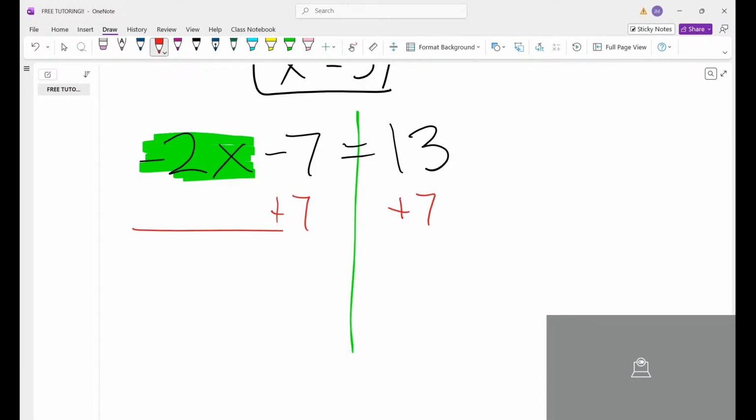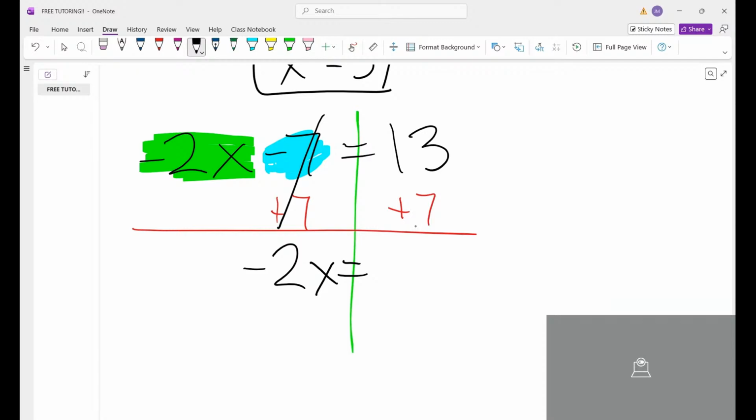And again, why are we doing plus 7? Because this is a negative 7. You always want to do the opposite. So we plus 7 on both sides. These are going to cancel out, and you're left with negative 2x equals 13 plus 7 is 20. From here, we continue working on this.